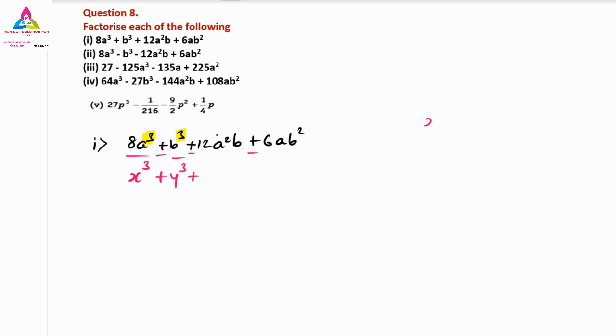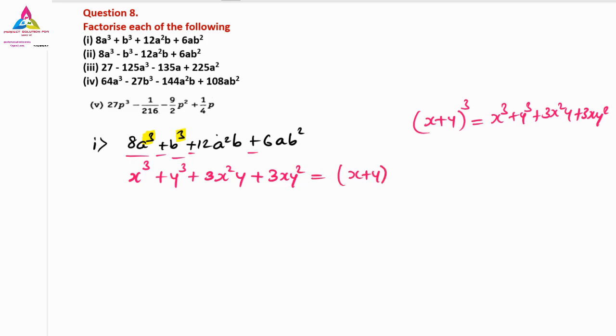What is that? x plus y the whole cube, because this is the only identity which has the cube in terms of only two variables. So it is in the form of x cube plus y cube, then next it will come 3x square y plus 3xy square, which is equal to nothing but x plus y the whole cube. So here you have to use this identity.